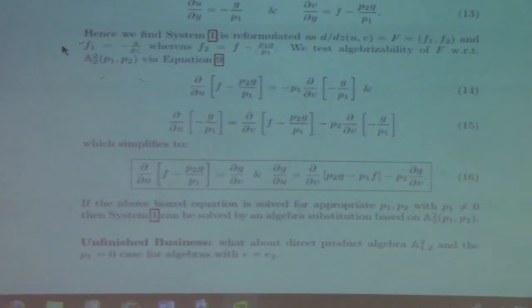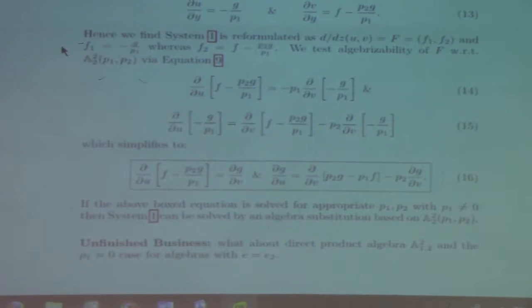Back and like, well, what if P1's 0, and fill in some gaps. But once that's done, I think I have a pretty complete characterization of when those 4 equations I stated at the beginning can or can't be solved by an algebra substitution. So that categorizes all two-dimensional, right?